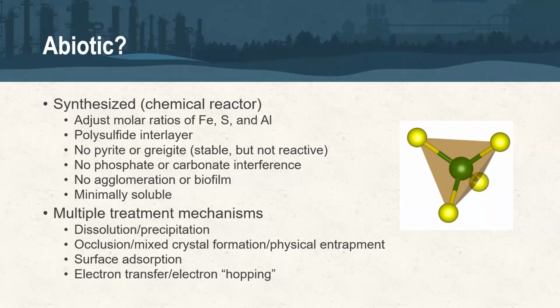And then because we're doing this in a very controlled environment, the product itself is relatively to very uniform in size, depending on what we're making. We don't get agglomeration of the particles, or we don't get a biofilm through this process. And again, because we can adjust when we're synthesizing this product, you get multiple treatment mechanisms. You can target this for environments that maybe need a little more iron or a little more sulfur, depending on the in situ geochemical conditions, right?